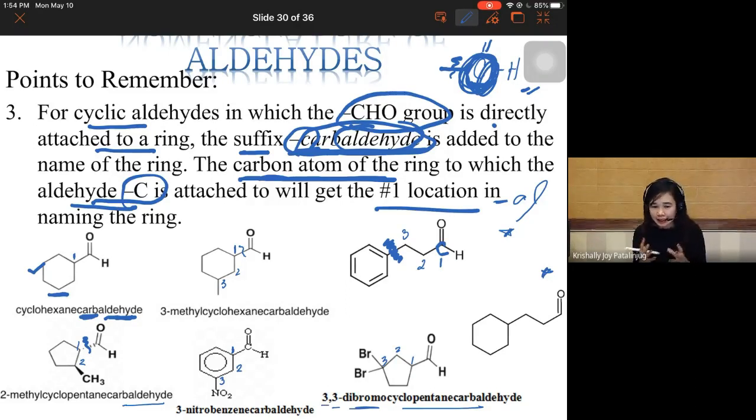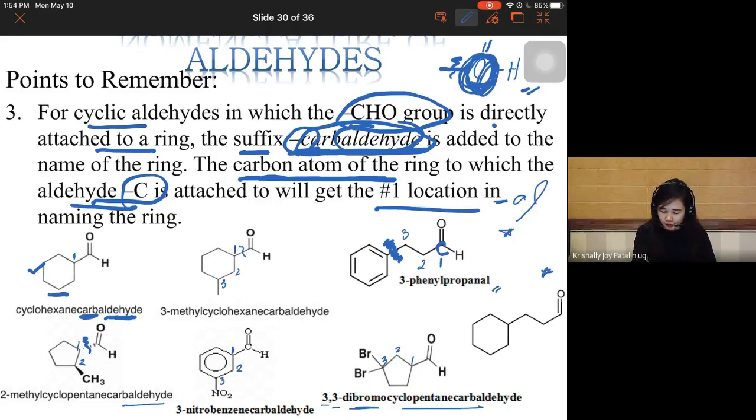Di ba? Murag alkyl, cycloalkyl, aryl. Okay? So, phenyl. Mura nga inyong mnemonics, no? Para dali rin inyong madumduman. Benzene ring, naging substituent na siya. Phenyl. Okay? Siya yung phenyl. Okay? So, 3-phenyl propanal.